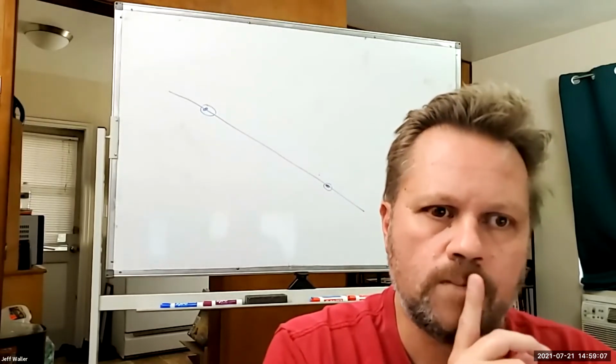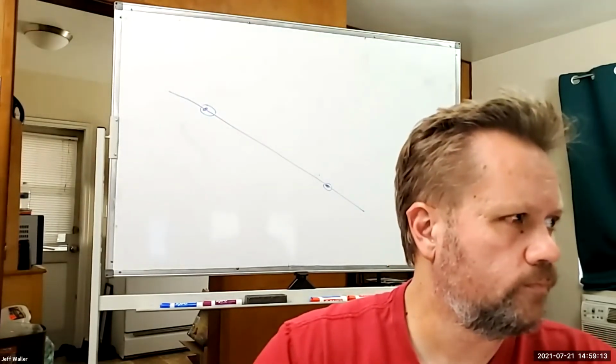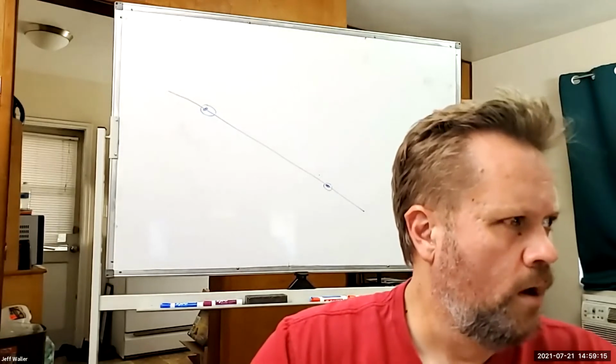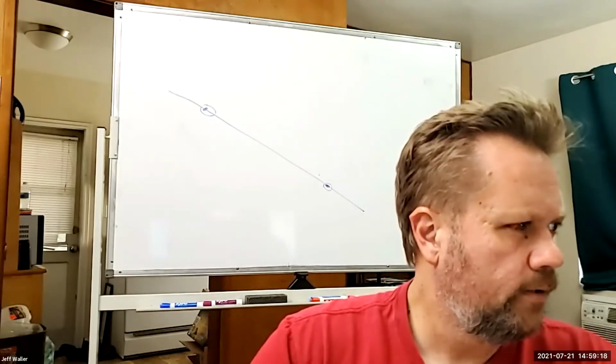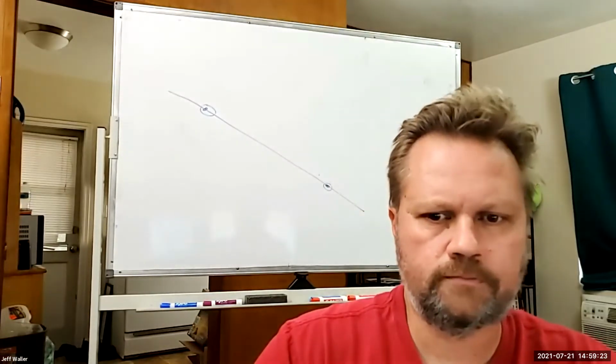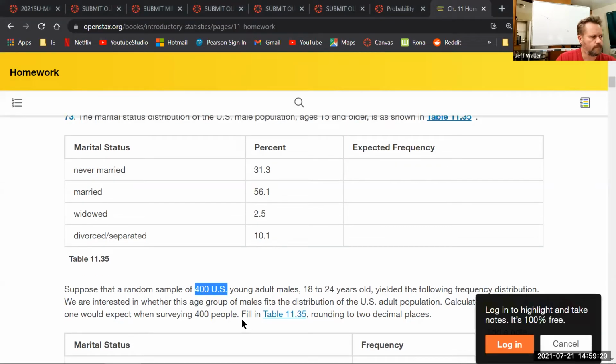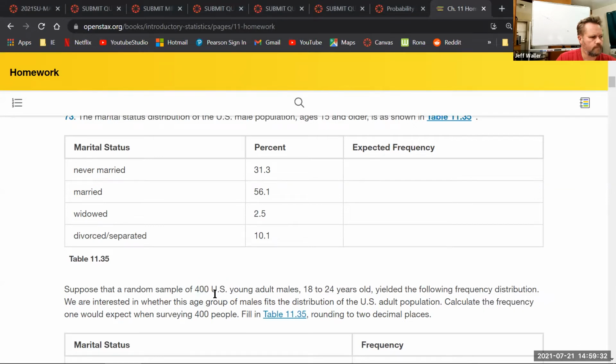Professor, I have a quick question. For 11.2 homework, number 73, for filling in the expected frequency table. Oh yeah, this one. I just don't know how to fill it out. Would it be 31.3 times 140? Why 140? Where'd 140 come from? I was looking at the table below.